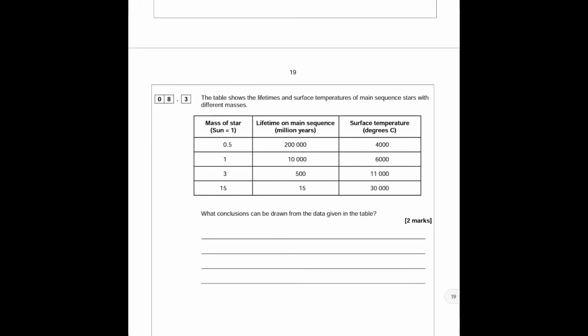Okay, next one. The table shows the lifetimes and surface temperatures of main sequence stars with different masses. What conclusions can be drawn from the data given in the table? So we can analyze here that as the mass increases, you can say greater mass means greater core temperatures, because the temperatures keep increasing.